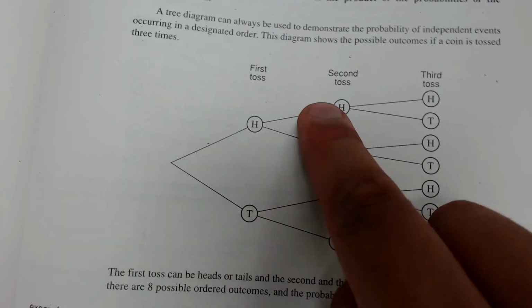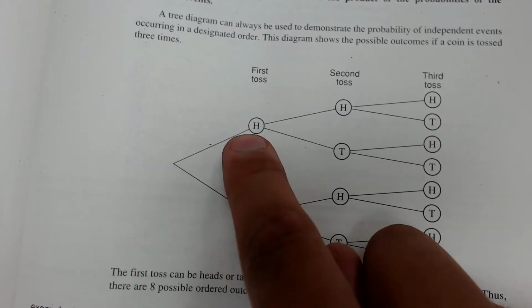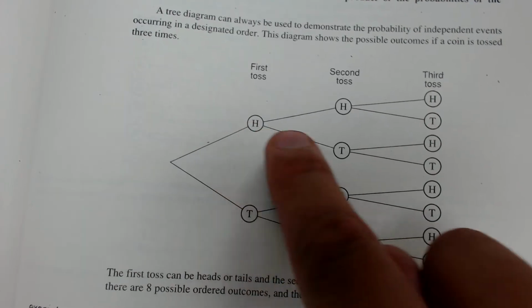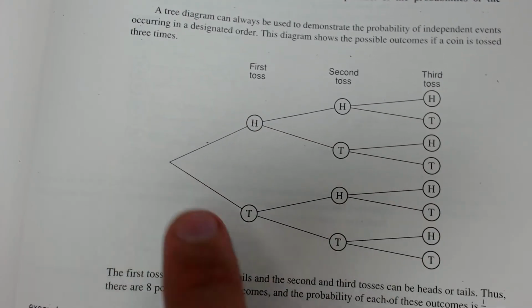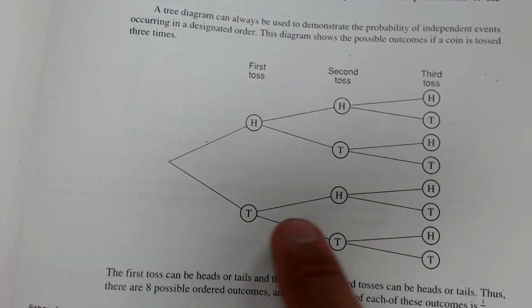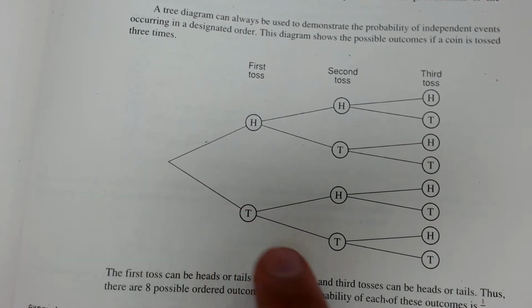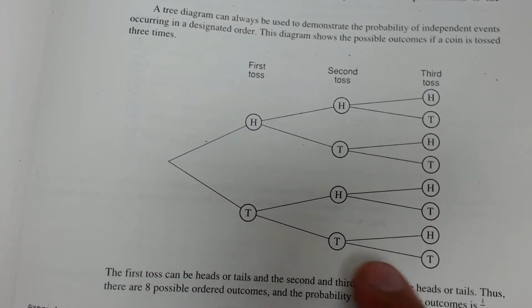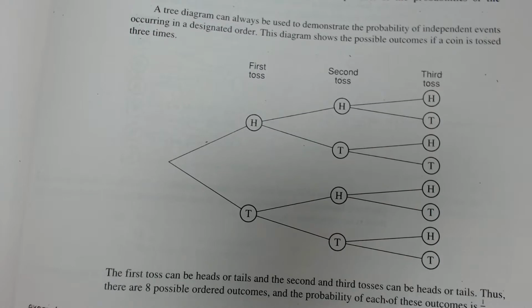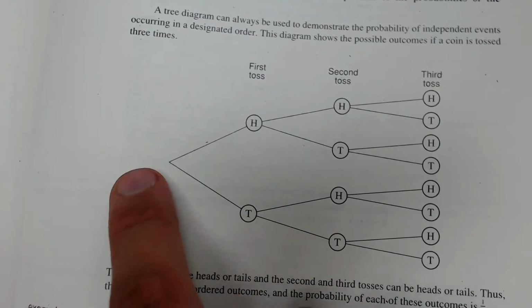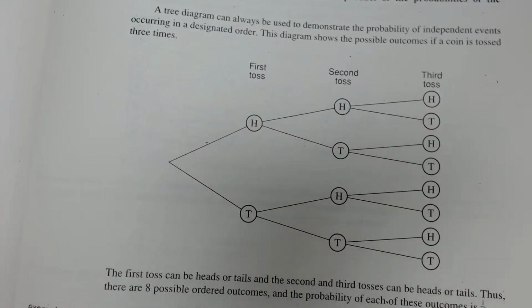He could go heads, heads, tails. That's 2 paths. He could go heads, tails, heads. That's 3 paths. Heads, tails, tails. That's 4. He could go tails, heads, heads. That's 5. Tails, heads, tails, that's 6, or you go tails, tails, heads, that's 7, or tails, tails, tails, that's 8. So there's 8 possible outcomes here. So the probability of him getting heads, heads, heads is actually 1 out of 8.